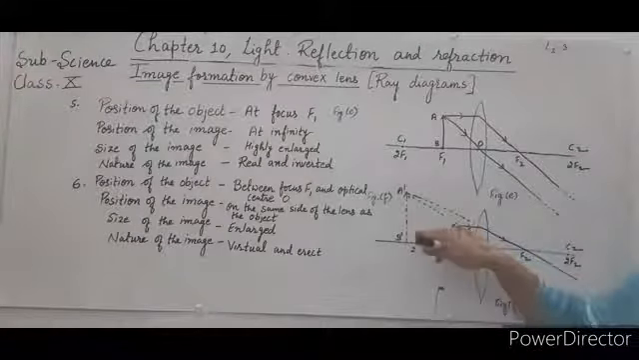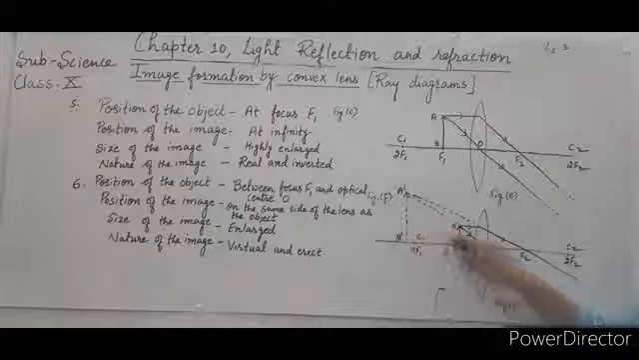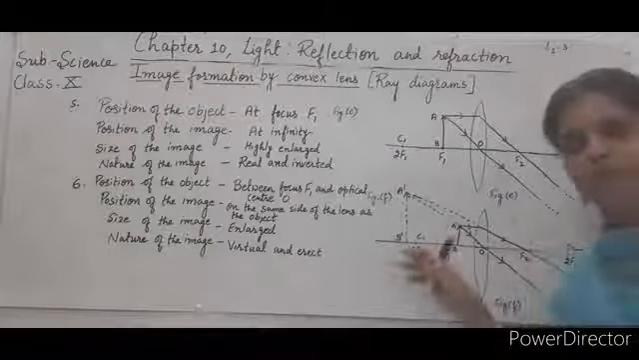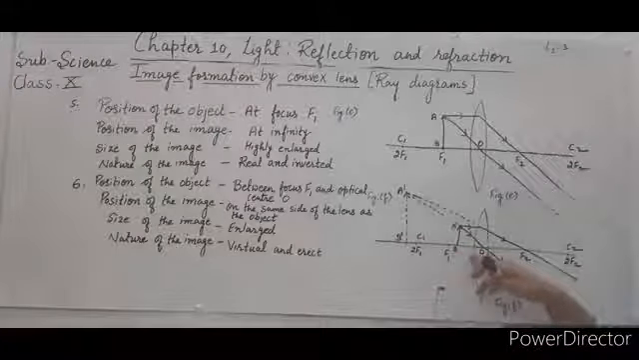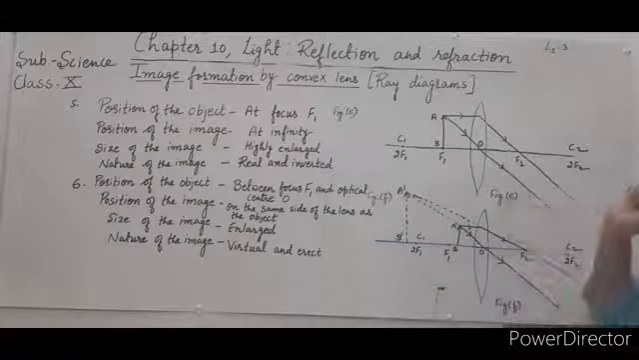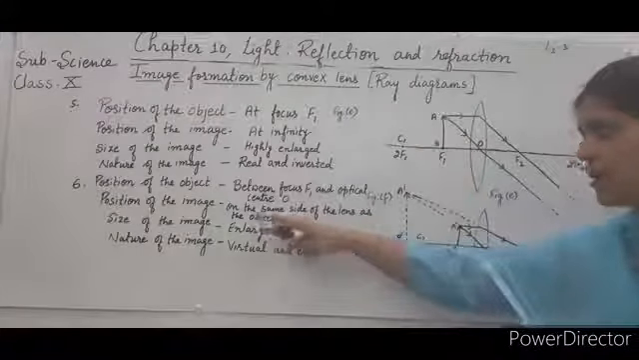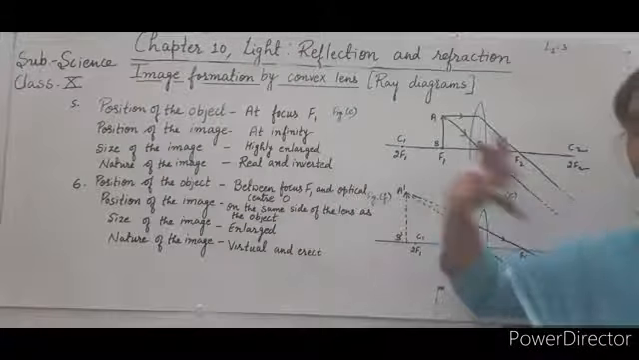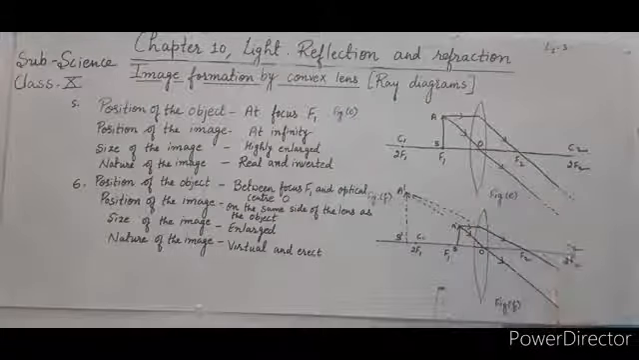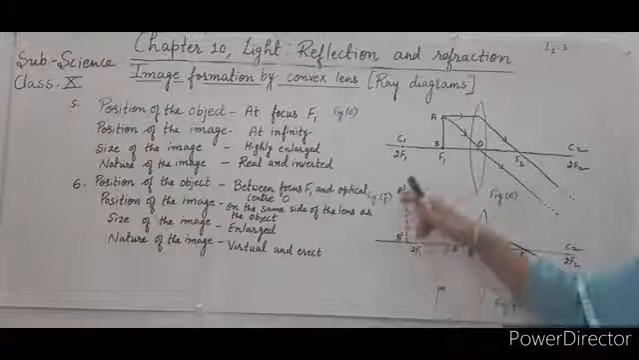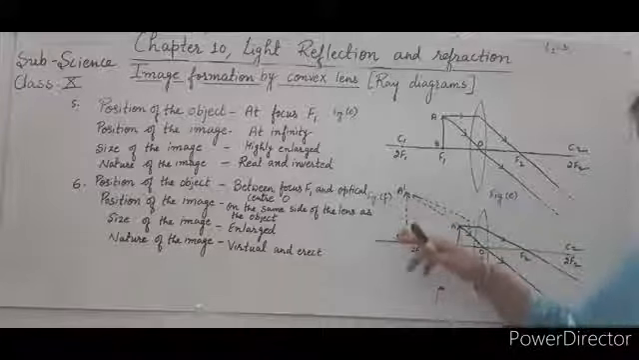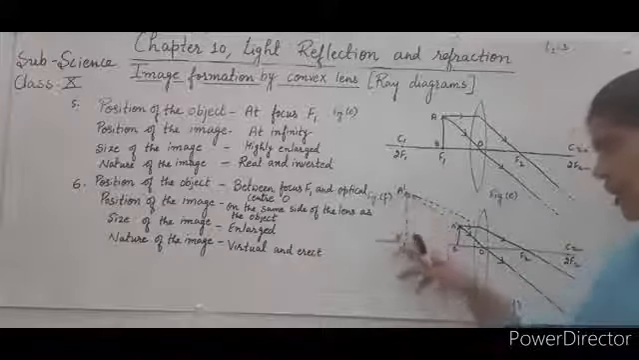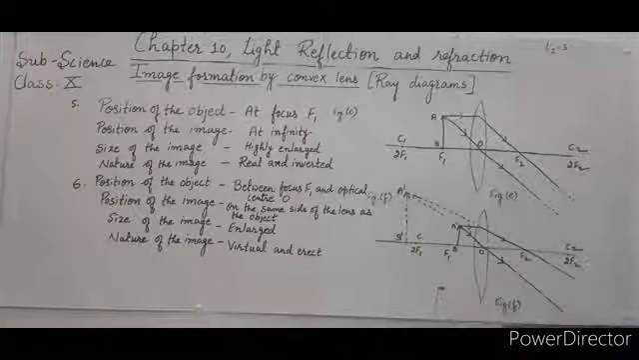When we extend these refracted rays, they meet at this point. So the image formation takes place here, on the same side of the lens as the object. So the position of the image is on the same side of the lens as the object. And the size of the image is enlarged as compared to the size of the object. A dash, B dash is our image.